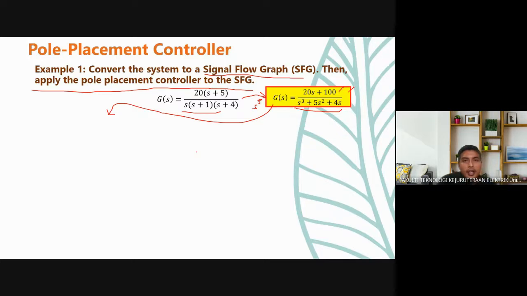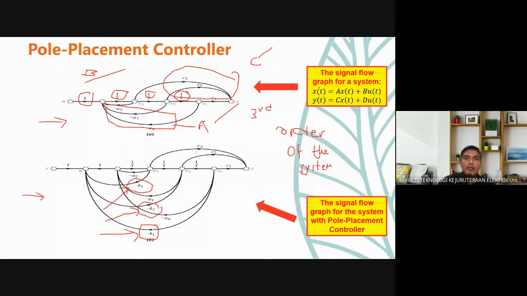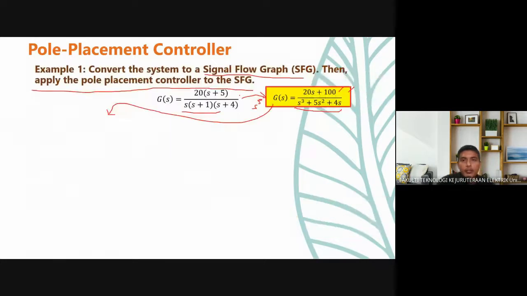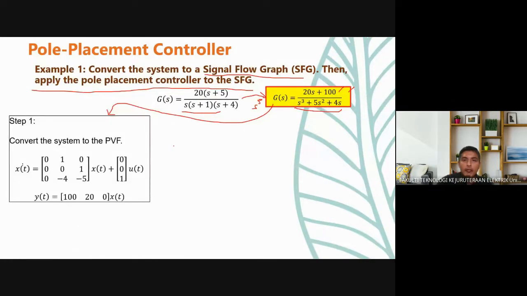So you can see that when you want to draw the signal flow graph, you must start from the U input and end with the output Y. Okay, so you need to do the same. You must start with the input U.